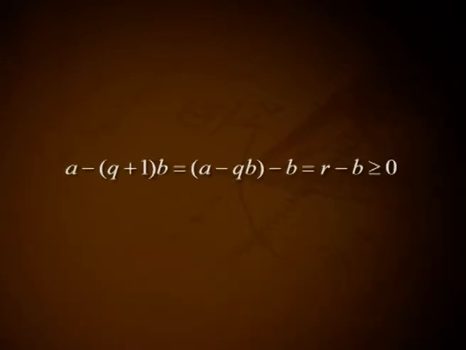a − (q + 1)b = a − qb − b = r − b ≥ 0. The implication is that the integer a − (q + 1)b has the proper form to belong to the set, but a − (q + 1)b = r − b < r, leading to a contradiction of the choice of r as the smallest member of S. Hence r < b. Now, we turn to show the uniqueness of q and r.